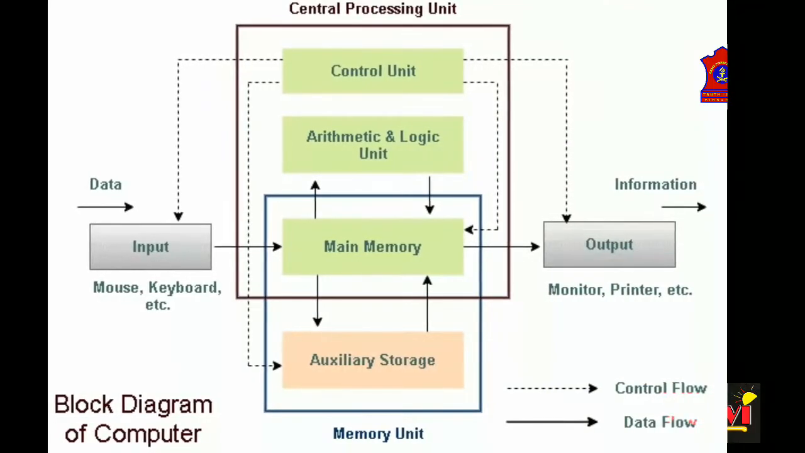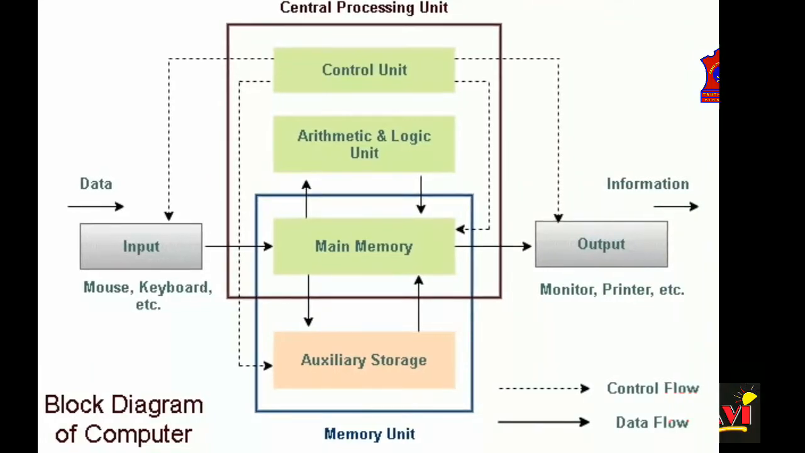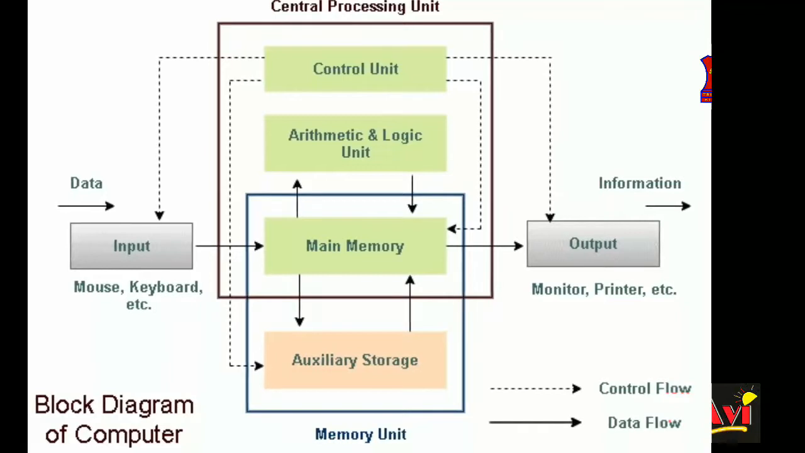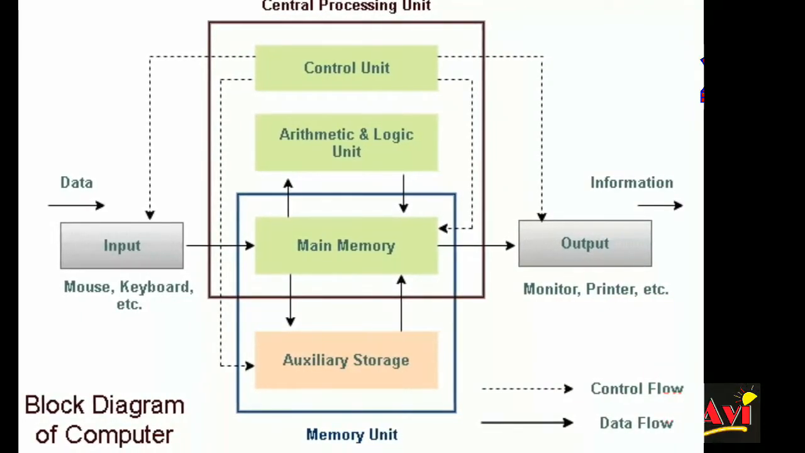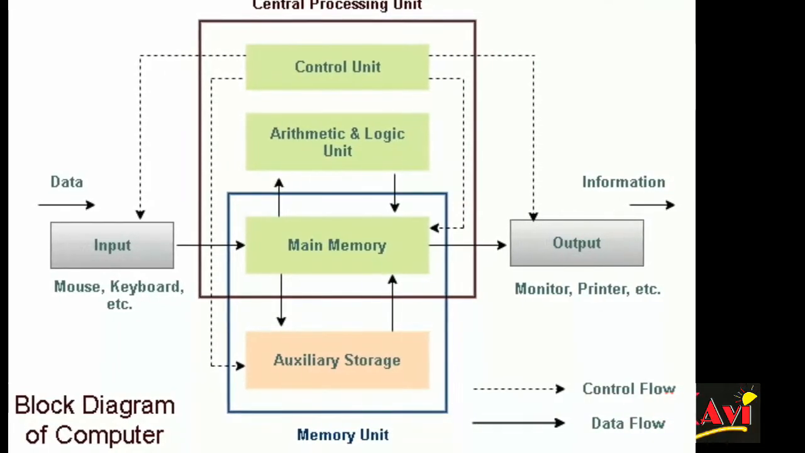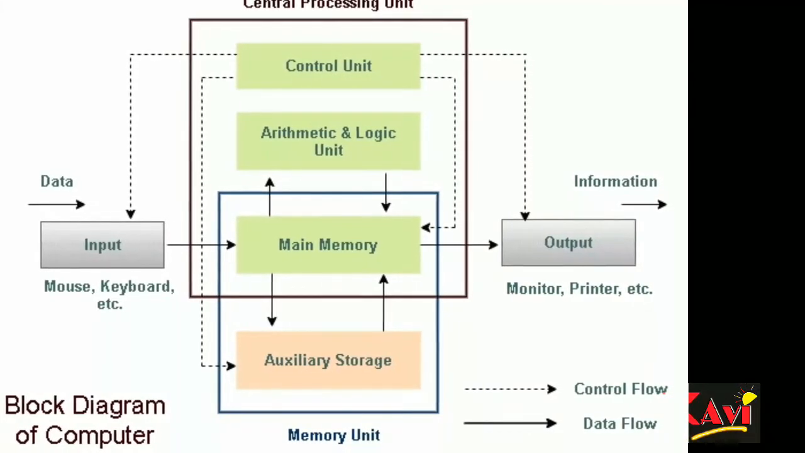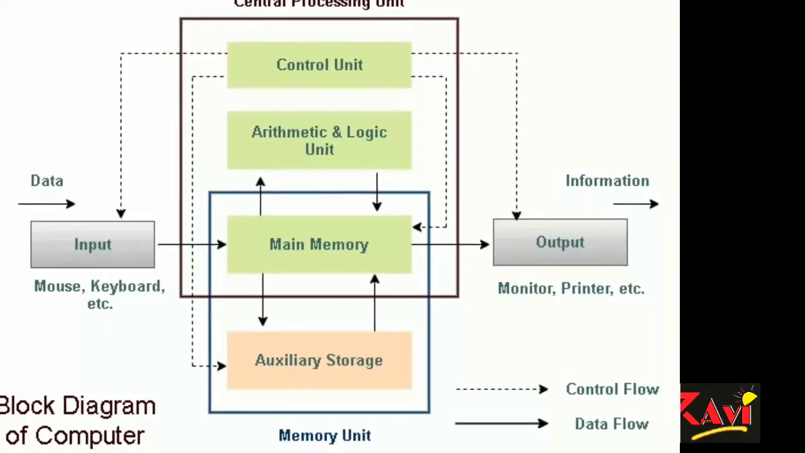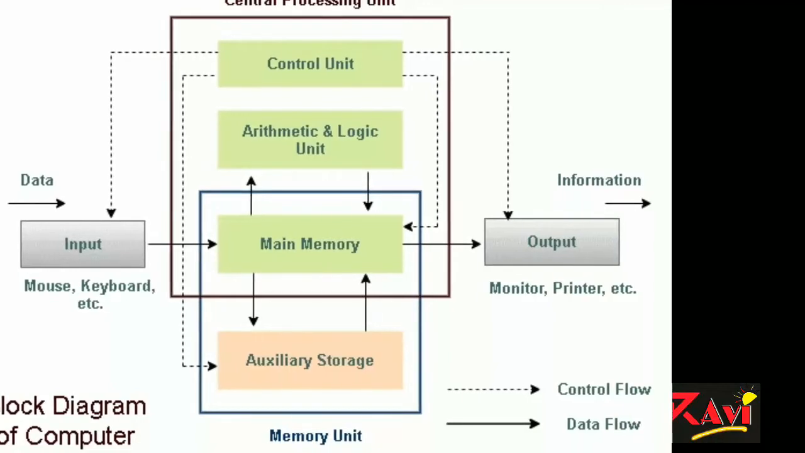So learn here. See, first input is provided to the computer. It goes to the main memory. From there, it goes to the arithmetic and logic unit. It performs the calculation. Then it sends to the control unit. Again, it comes back to the main memory. From there, it goes to the storage device. Again, the storage device stores the data and sends it back to the memory. And then at last, it goes to the output unit.